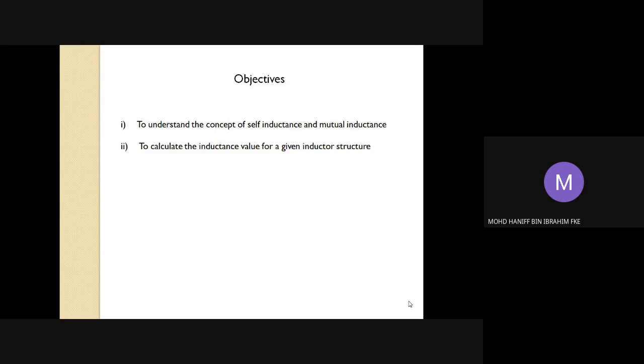Right. So these are the objectives for lecture 20. The first one is to understand the concept of self-inductance and mutual inductance. Number two is to calculate the inductance value for a given inductor structure. Objective number one should be clear: we're going to differentiate between the self-inductance concept and the mutual inductance concept. And number two, we're going to calculate what the inductance value should be given any inductor structure.